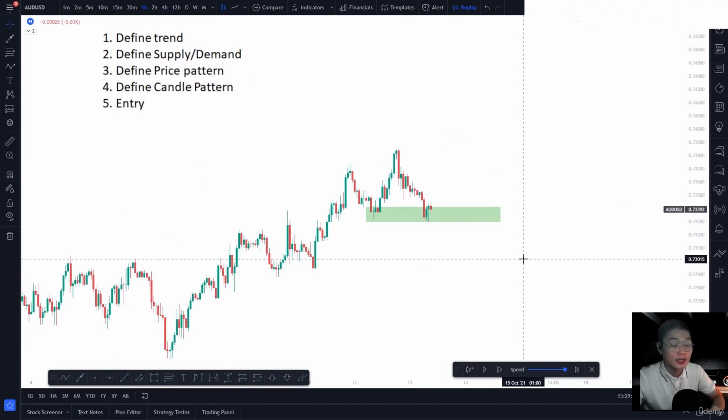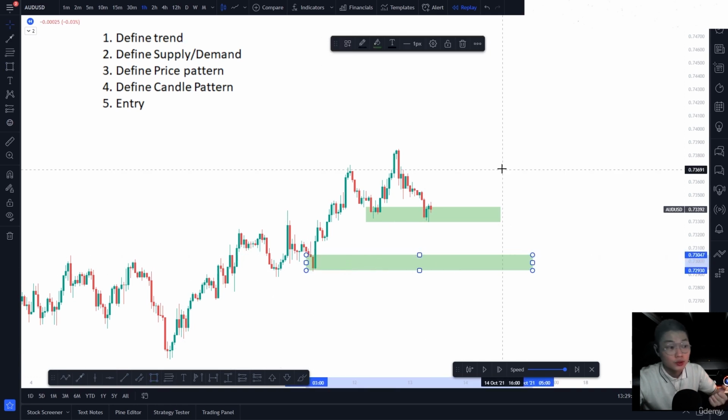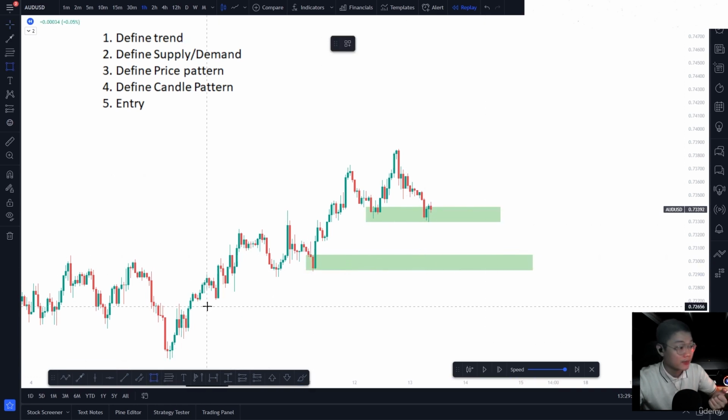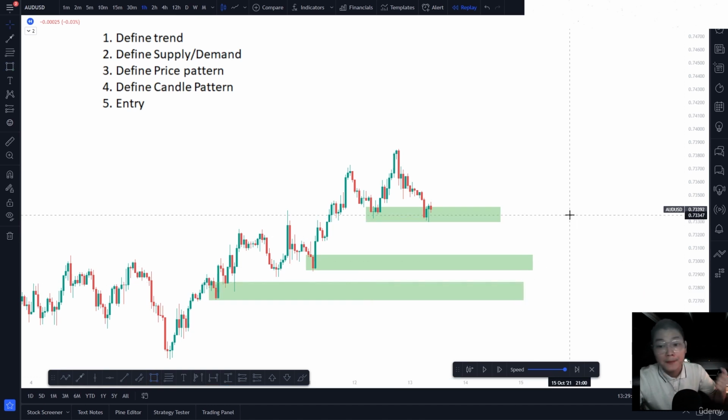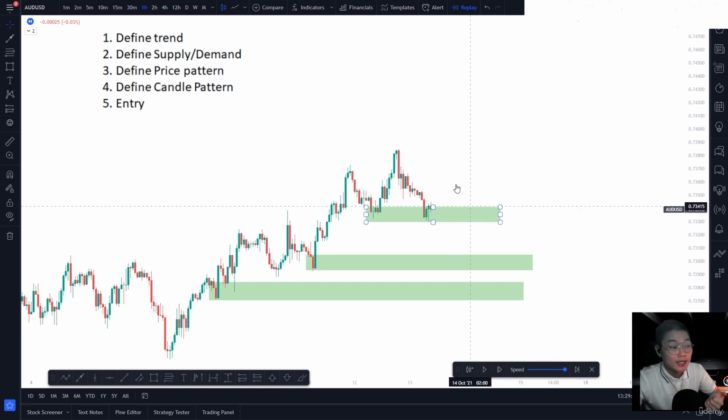For this case, we can define a lot of demand zones in the chart. First of all, from the low to the high, we can define here is a demand zone, here also is a demand zone. But you need to care about the most recent demand zone. It means this range. And now price comes to this range.